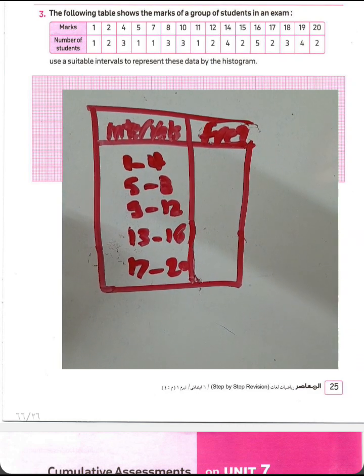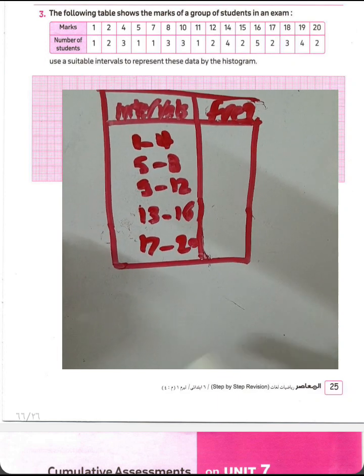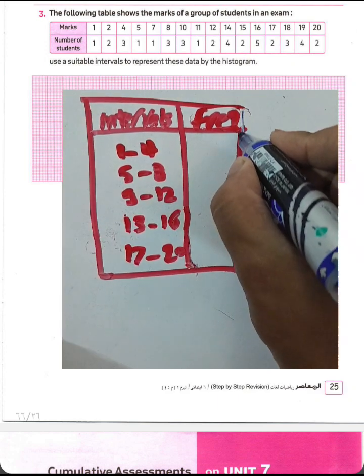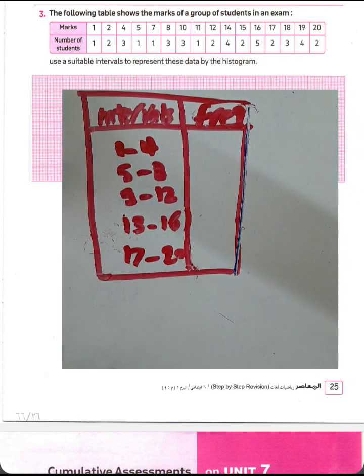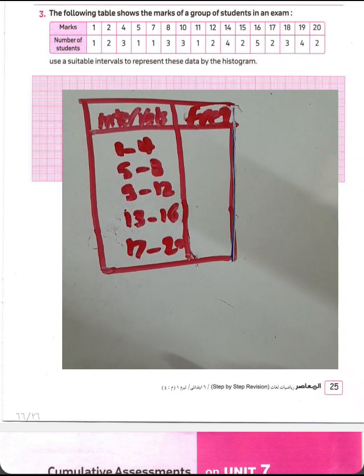What's the repeated number here? From 1 to 4. Think with me, and count and then draw. Okay.